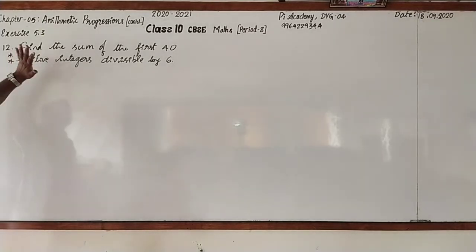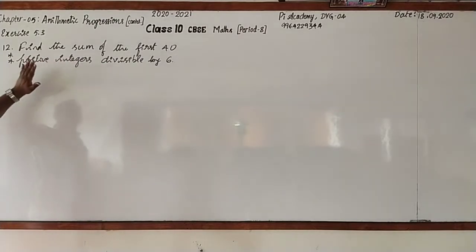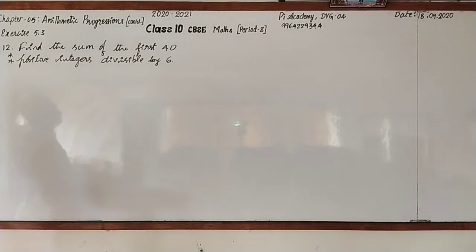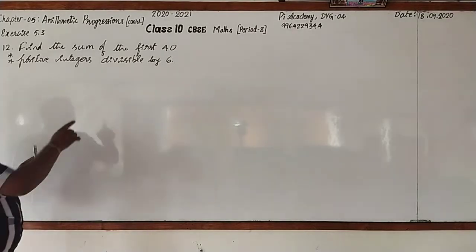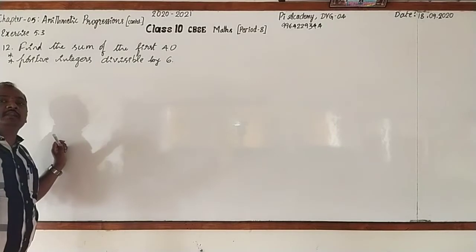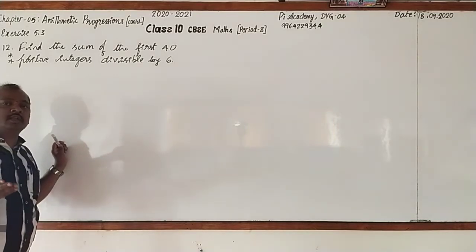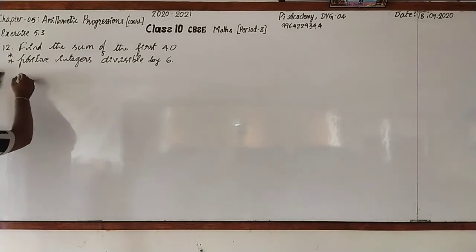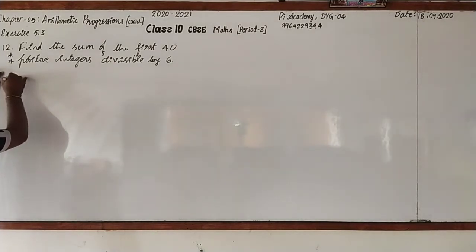Go through the given statement. It is: find the sum of the first 40 positive integers divisible by 6. We are very familiar with this statement, right? Because if the numbers are divisible by 6, that means they are the multiples of 6, nothing but the table of 6. Here I will write, start writing with me.